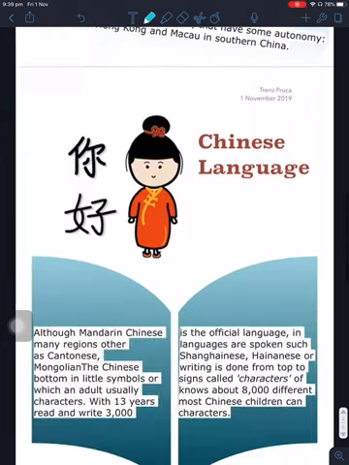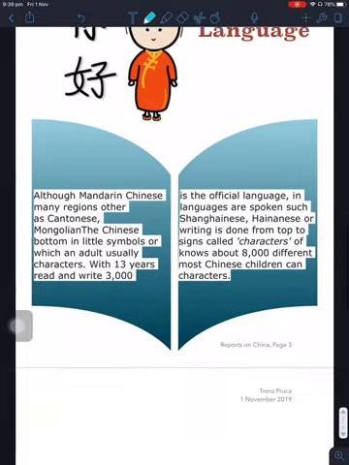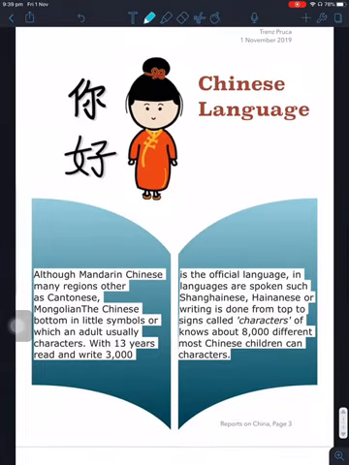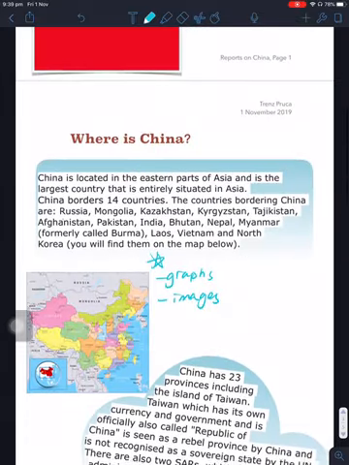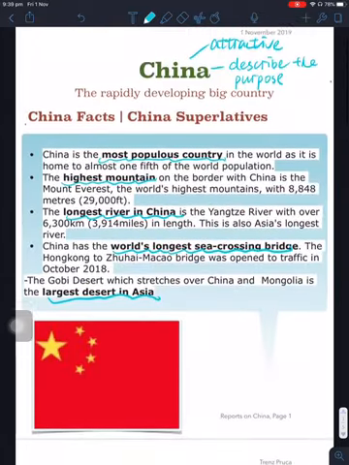As for the third subtopic, it talks about the Chinese language, and they also use a little cartoon here to give people a visual image. So including pictures and graphs will be a great idea to use in your reports.